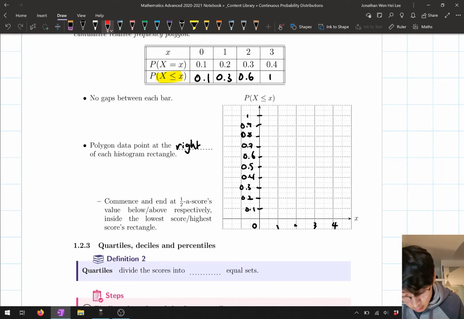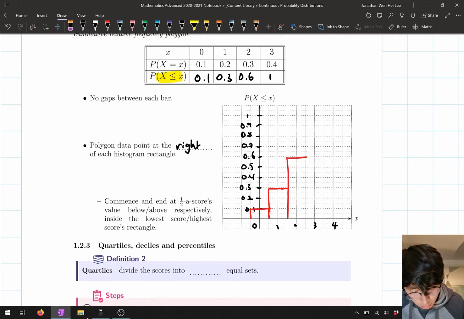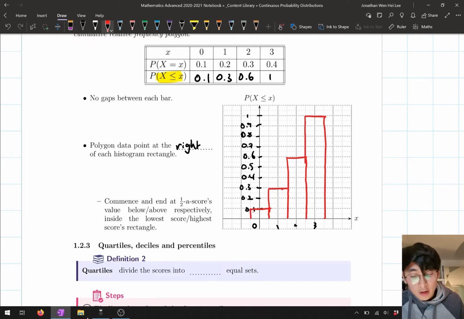So here for the first one, at 0, I go all the way up to 0.1. Then at 1, it's 0.3. At 2, it's going to be 0.6. At 3, it's going to be... oh, hang on. Have I done this right? 0.3, 0.6. And at 3, it's just going to be 1.0. So here, I realize I don't have 4. My bad. 1.0. And so that's how we draw our cumulative relative frequency histogram.